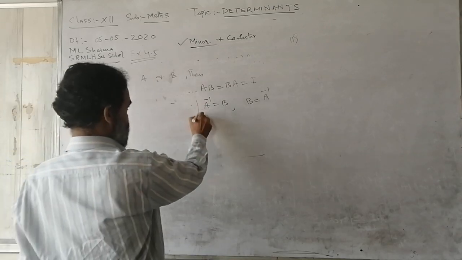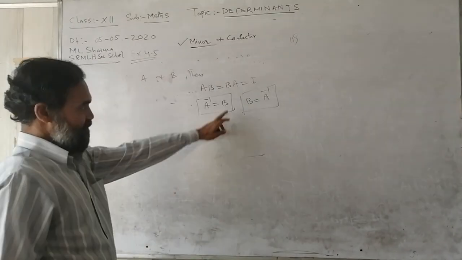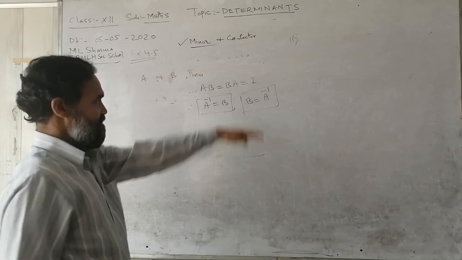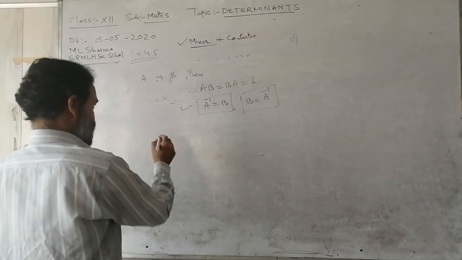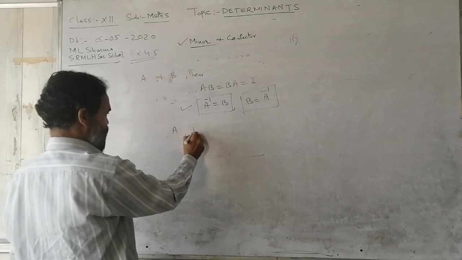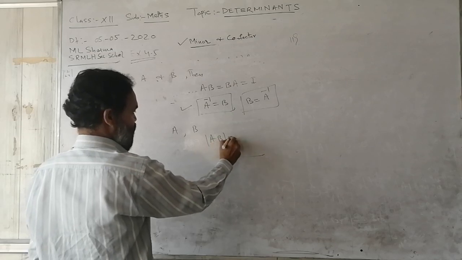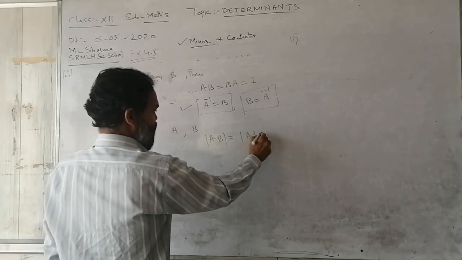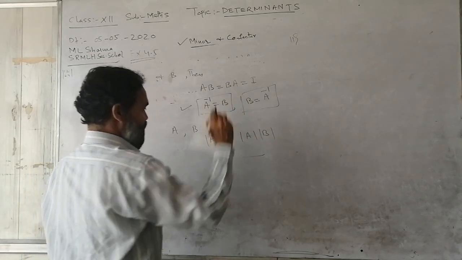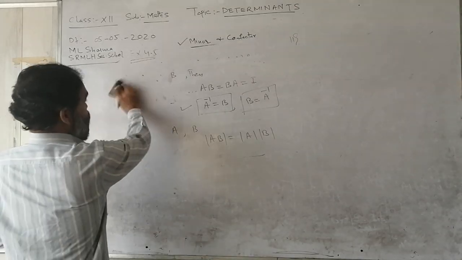So the inverse of AB is B inverse A inverse. Again, if I have two matrices of the same order, the determinant of their product will equal the determinant of A times the determinant of B.